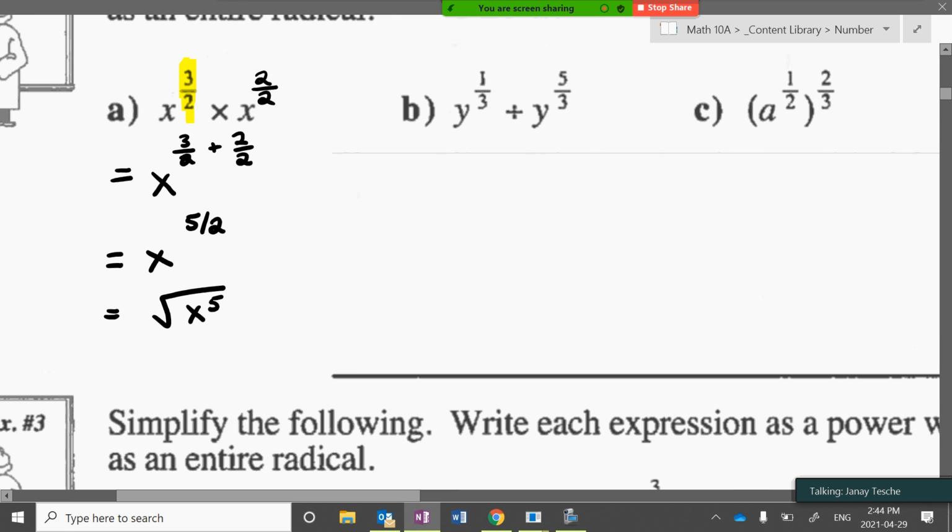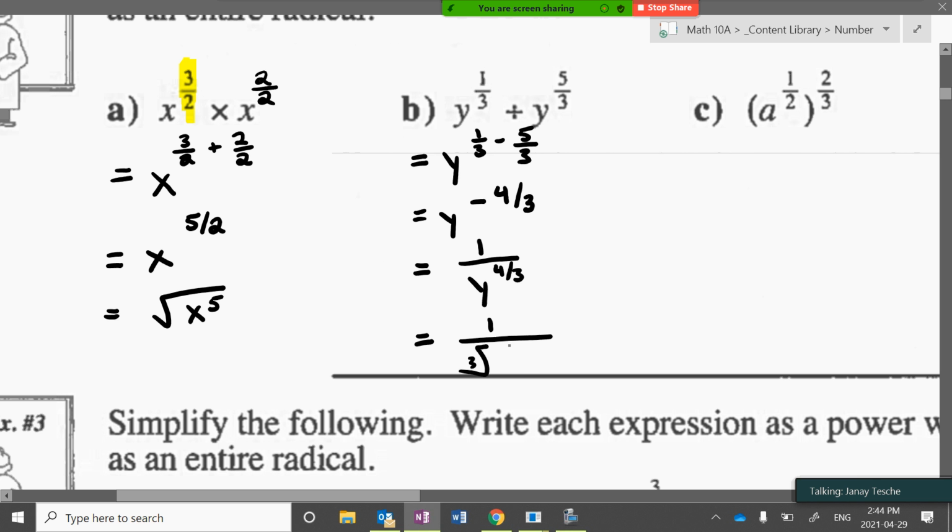1/3 minus 5/3. I'm dividing, so I'm going to subtract. So that gives me negative 4/3. So positive exponents first gives me 1 over y to the power of 4/3, which then as a radical is 1 over the cubic root of y to the 4th.